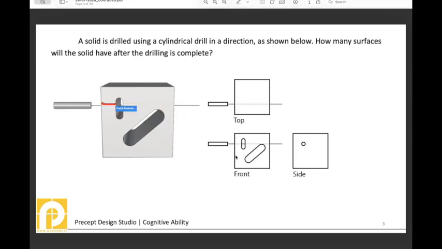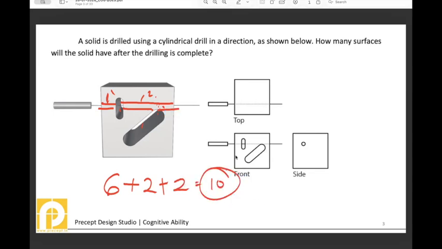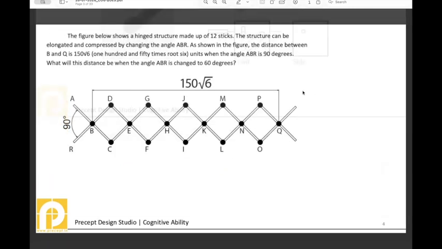Let me just draw it clearly. Like this, where a cut will be formed. The cube will have six surfaces plus the two cavities that are there. There will be a cylindrical hole here, and then another cylindrical hole here. There won't be a cylindrical hole which will cut it into three parts. Like I said, it will be two parts only. So the number of surfaces thus generated will be 10. Okay, we'll move to the next one.